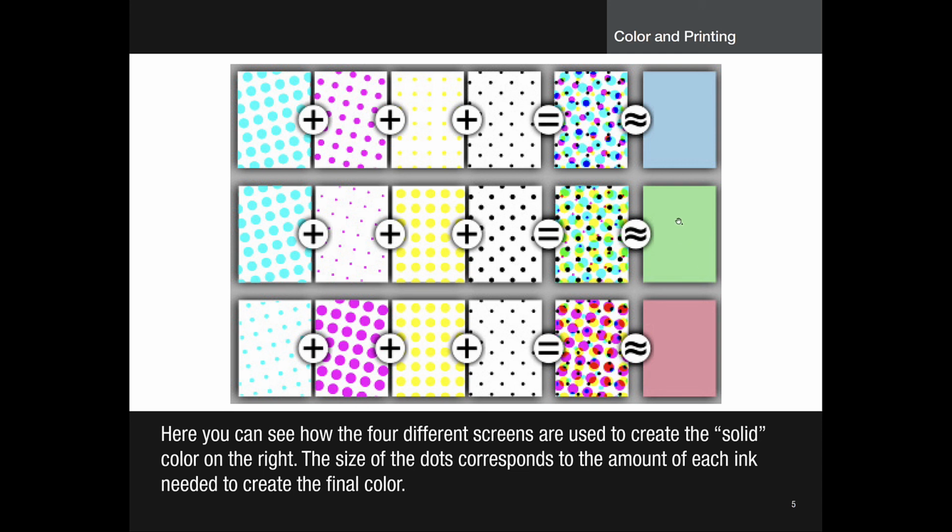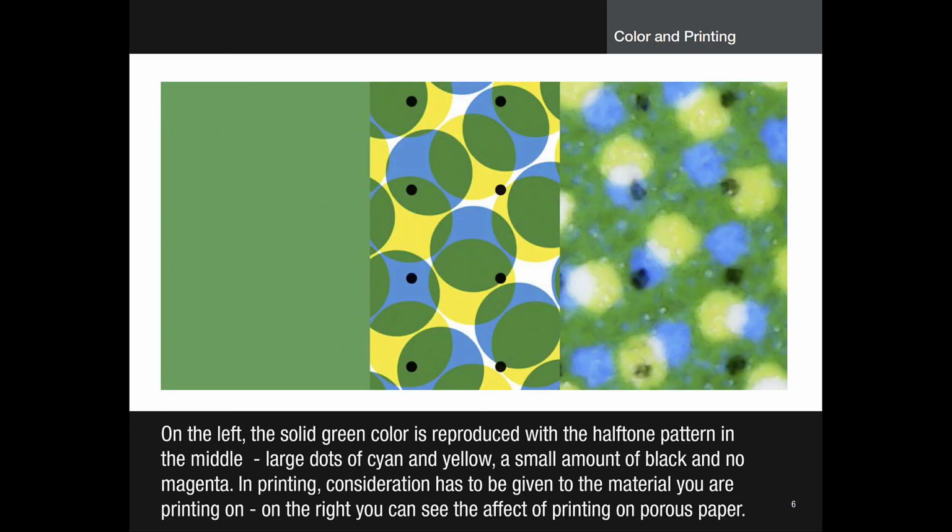Same is true with green. I'm combining large cyan dots, large yellow, a tiny bit of magenta, a little bit more of black. Through a magnifying glass, it would look like this, but from a distance, that's how the green would look. And you can see the same with the salmon-colored red at the bottom as well. Again, on the left, that's what your color would look like from a distance. Through a magnifying glass, that's what the dot pattern would look like in the center.